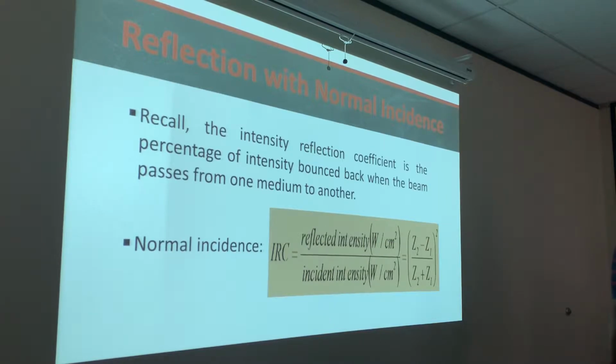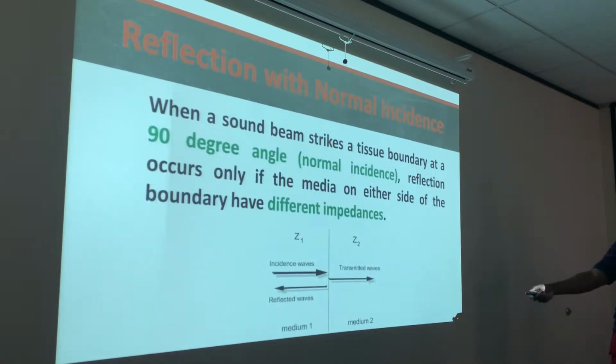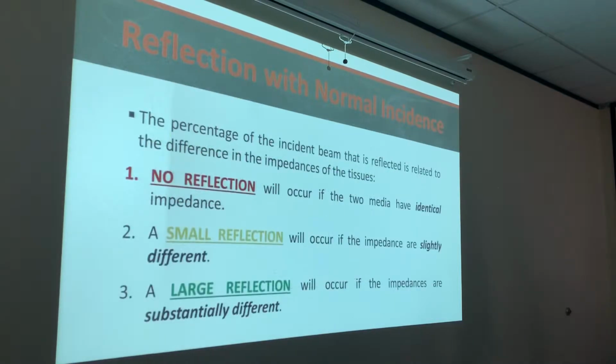But what is Z1 and Z2? Z2, that's medium 2. Z1, that's medium 1. So if we're looking at this right here, Z2, medium 2. Z1, medium 1. I'm not going to ask you none of that though.